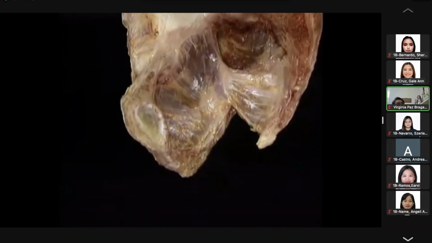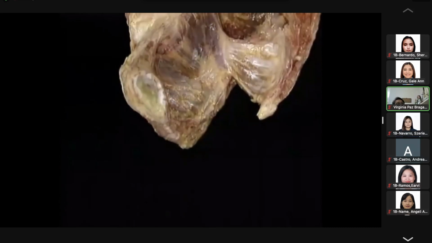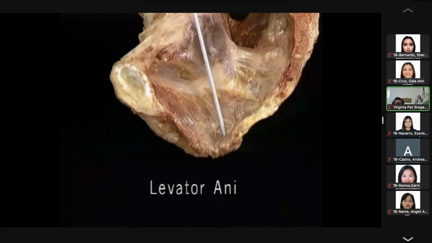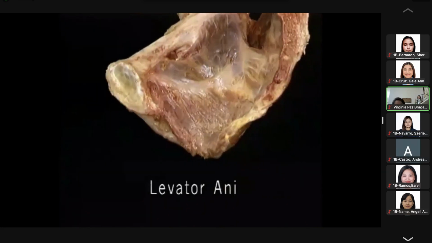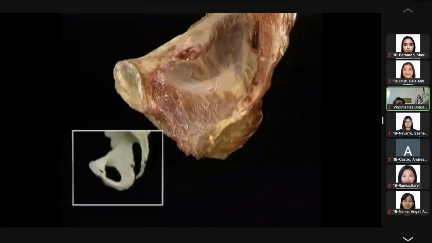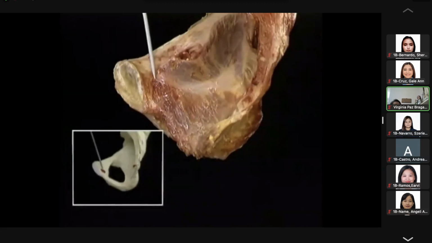Now we'll add the levator ani muscle to the picture. Here's the levator ani. The levator ani has a line of origin that's partly bone and partly fascia. In front it arises from the body of the pubis.